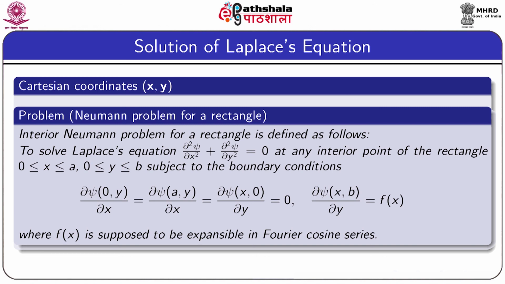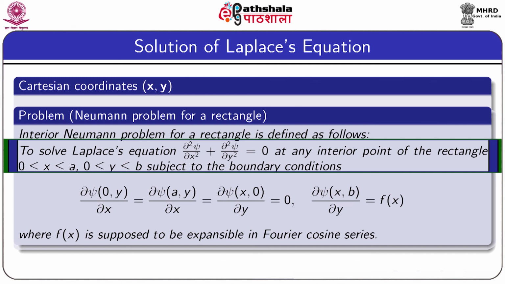Now, I am going to discuss the solution of a Neumann problem. Neumann problem means we have to solve the Laplace equation together with the boundary condition, and in the boundary condition, instead of the unknown function psi, the normal derivative of the unknown function psi is prescribed on the boundaries. So, the corresponding problem is written here.